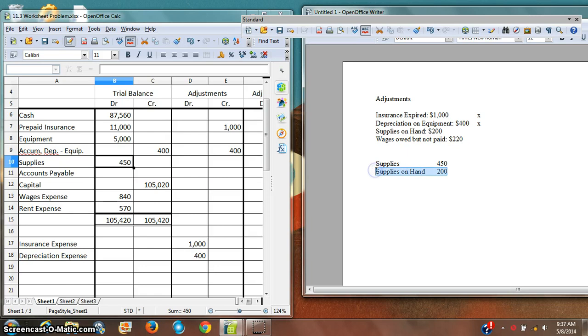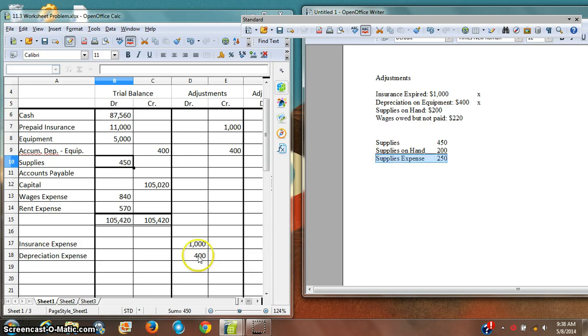And in order to find out what my expense is, I need to do a little bit of subtraction here. My supplies expense is $250. That's how much my expense is. Supplies on hand, this is what's left over. Supplies expense is how much I used during the month.